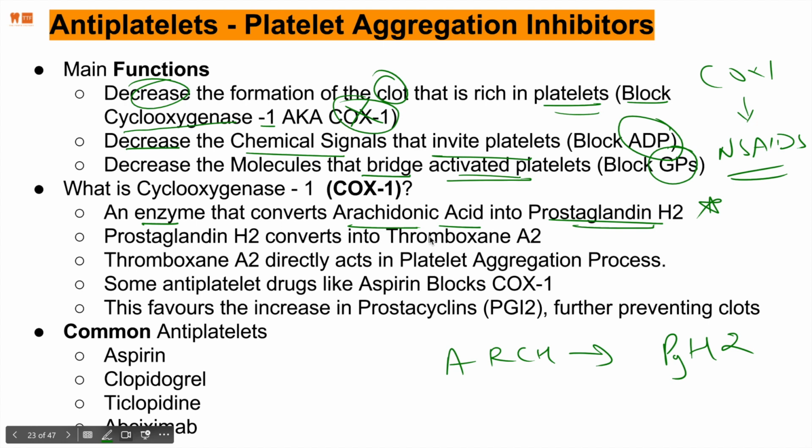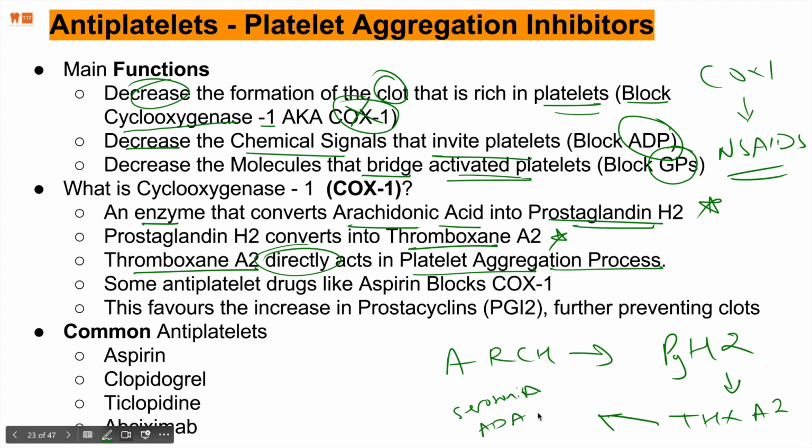Prostaglandin H2 converts into thromboxane A2. Remember, you guys, the big gun is now thromboxane A2. Thromboxane A2 directly acts in platelet aggregation, a thrombosis-causing chemical. So remember, along with serotonin, ADP, and thrombin, we had thromboxane A2 that created platelet aggregation.